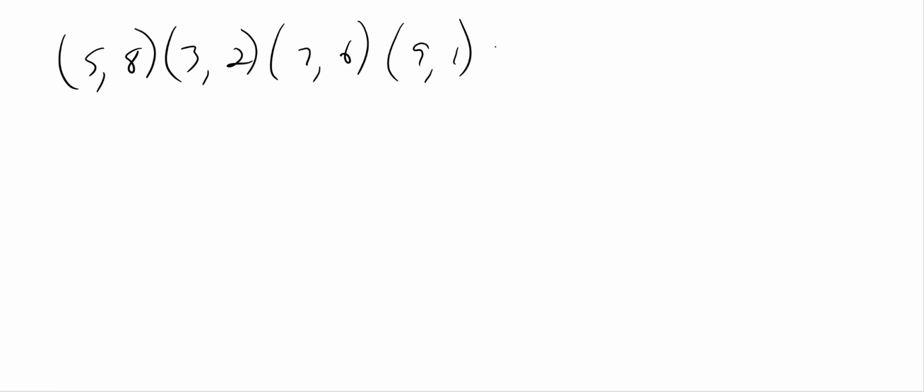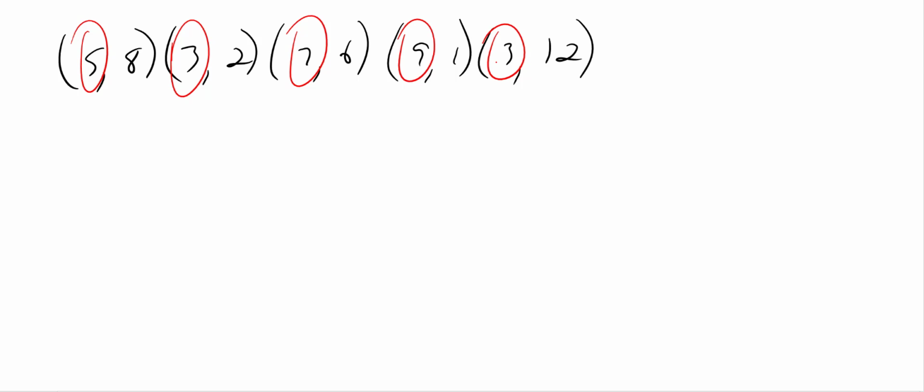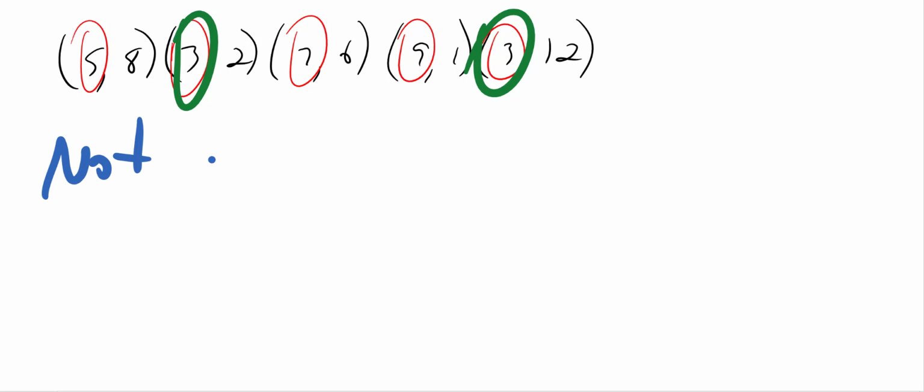Let me give you a couple more examples. If I give you 5 comma 8 and 3 comma 2 and 7 comma 6 and 9 comma 1 and 3 comma 12, does this represent a function? You would look at all your X values, and if any one of them repeats, it is not a function. Right away you should go, ha! There's a repeat right there. So this is not a function because of the repeats. It's that simple, but again, it's just X values.